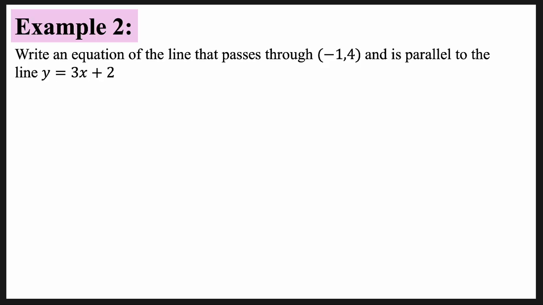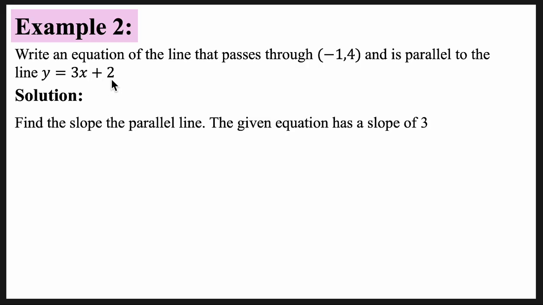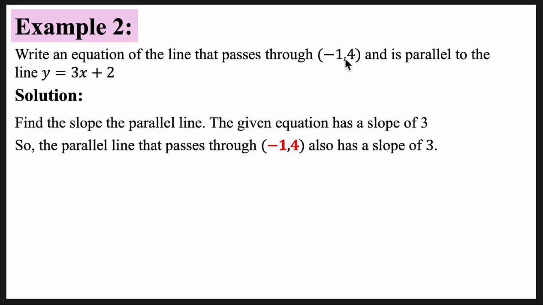Now let's look at example 2, which is very similar to that. We want to find an equation that passes through this different point, but is parallel to the line y equals 3x plus 2. And again, let's find the slope of a parallel line. Well, the given equation has a slope of 3. So the parallel line that passes through the point negative 1, 4 should also have a slope of 3.